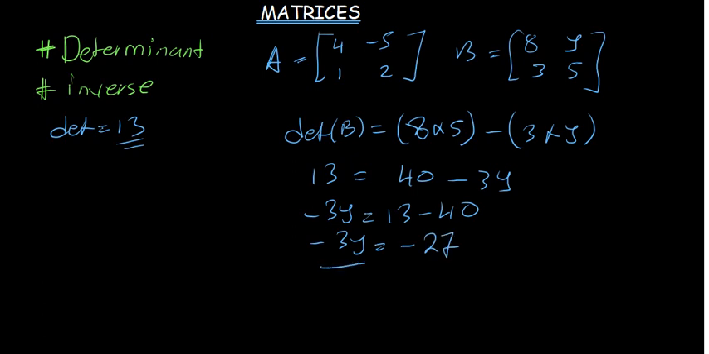You divide both sides by -3 to cancel out the negative. Now, 3 into 27, we know 3 into 9 is 27, so that will give us 9. So we're saying Y is equal to positive 9. So that's how we get to find that one.